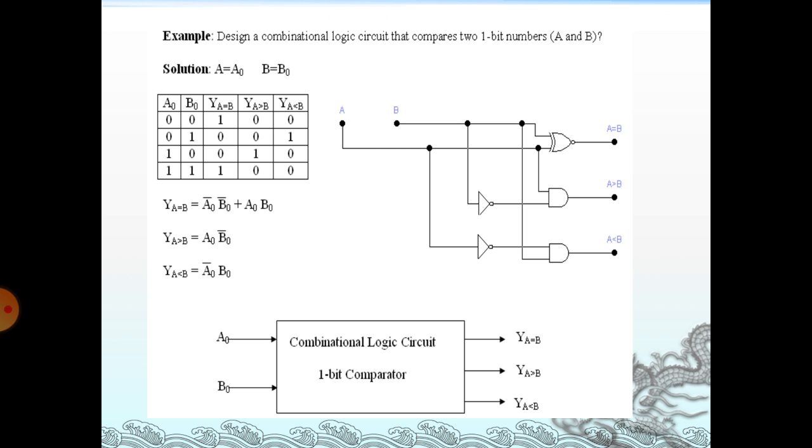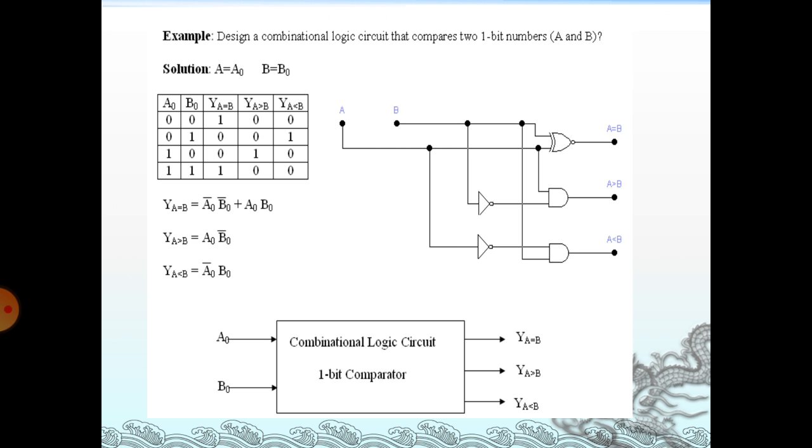For A equal to B, the output is 1 when 0 0 are equal and when 1 1 are equal. The remaining are 0. For A greater than B, the third combination 1 0 means A is greater than B, so that will be 1, and the remaining will be 0.